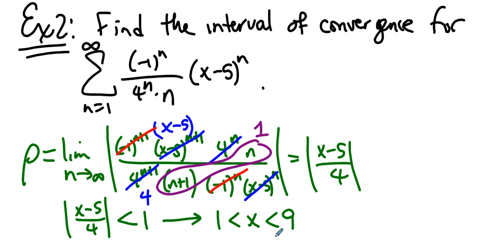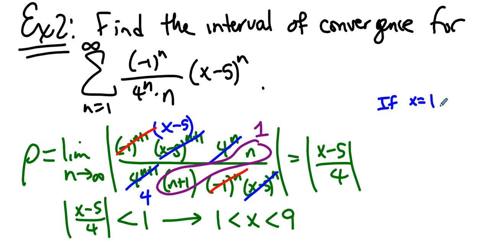So this is the scenario where we have an interval centered at the center. Center is 5, centered at the center. The radius of convergence is 4, the distance from 5 to 9, the distance from 5 to 1, that's 4. So now we've got to consider the endpoints.